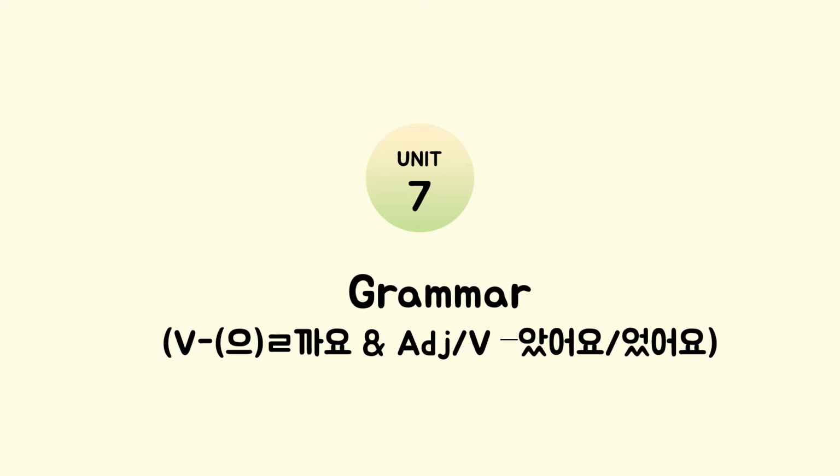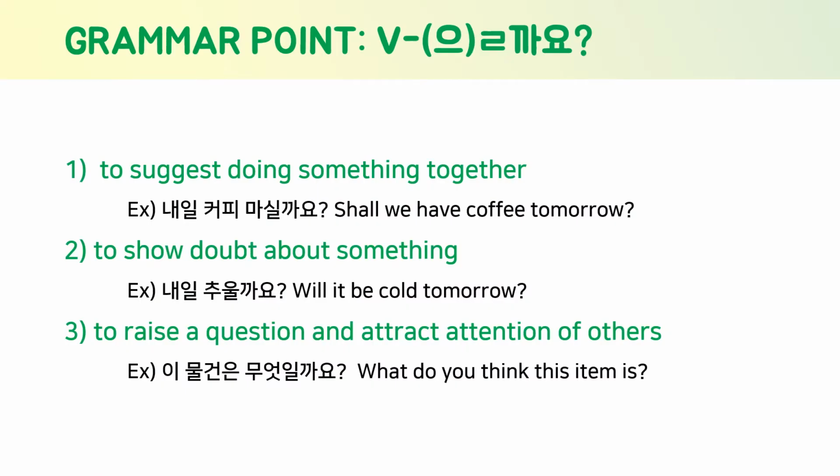In Unit 7, we are going to study verb 을까요 or ㄹ까요 and the past tense 왔어요. First one is the verb 을까요. There are three different cases where we can use verb 을까요. First, to suggest doing something together. For example, 내일 커피 마실까요? Tomorrow, coffee, shall we? Shall we have coffee tomorrow?